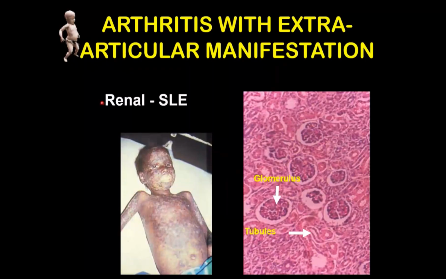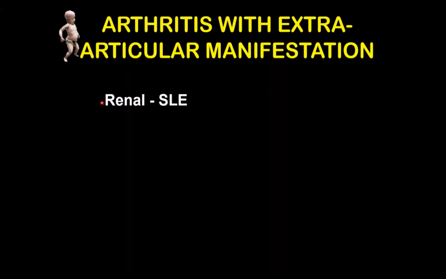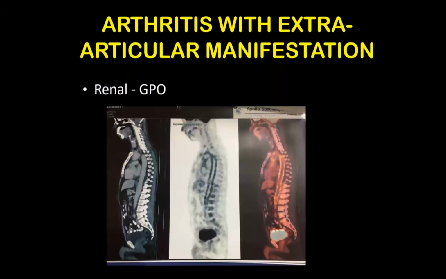Nephritis in a rheumatology patient, think of SLE. The second one I told you is granulomatosis with polyangiitis. That causes a glomerulonephritis. That's important.